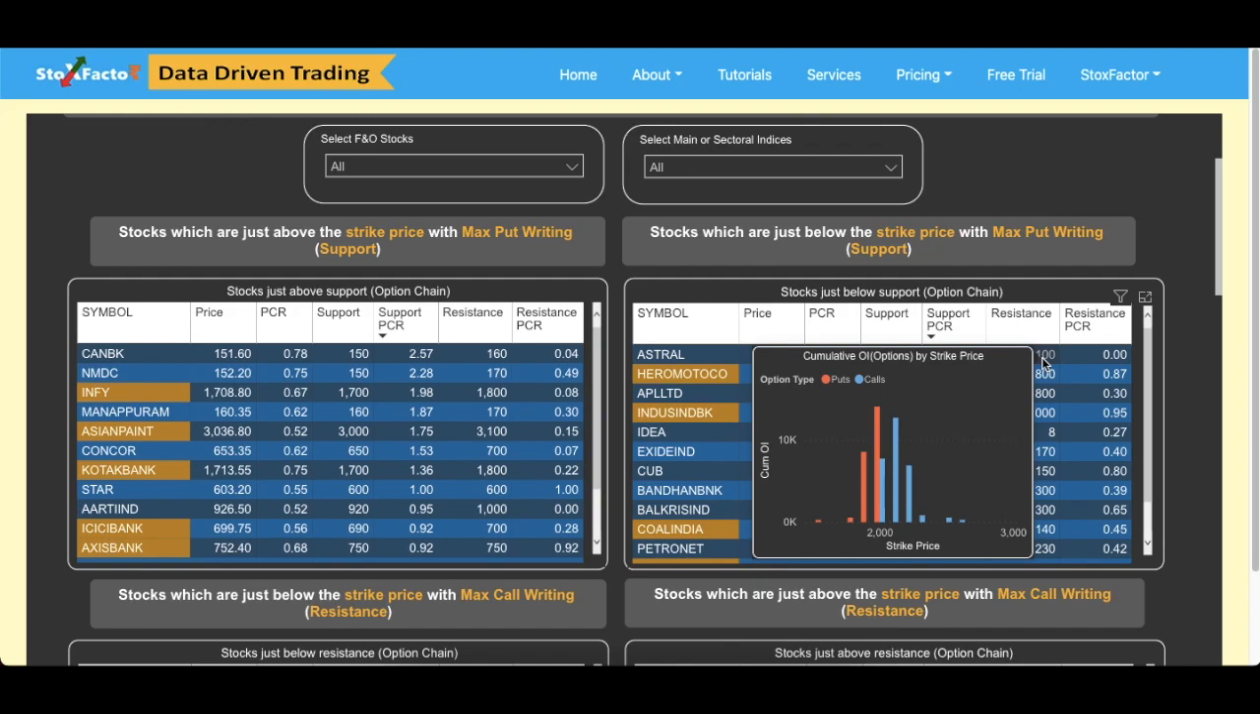On the contrary, if we see put unwinding and more call writing, it means the support is getting weaker. So this table acts as a filter to filter down those stocks which you can then monitor, and then if you see the stock bouncing from the support level, you can go ahead and make your positions.